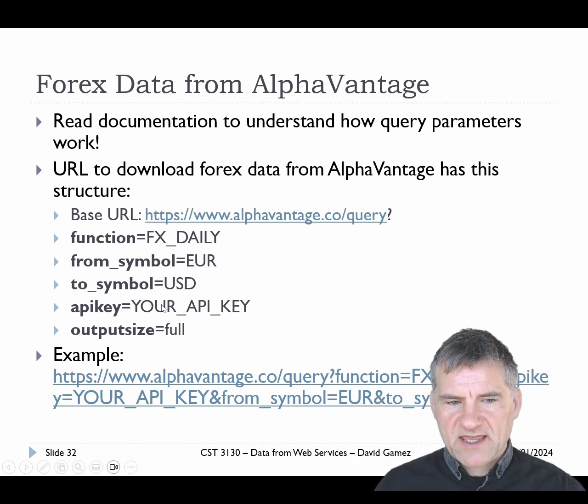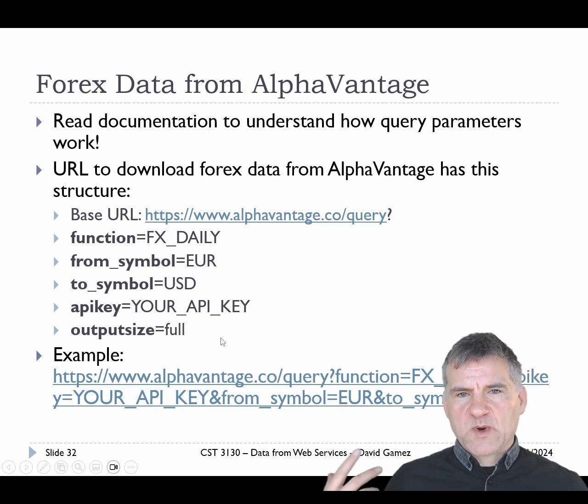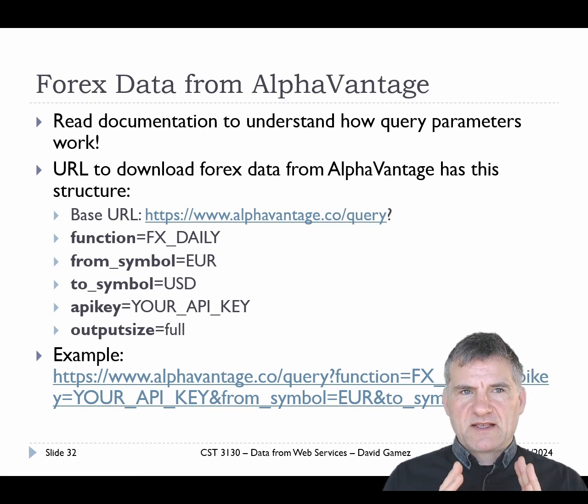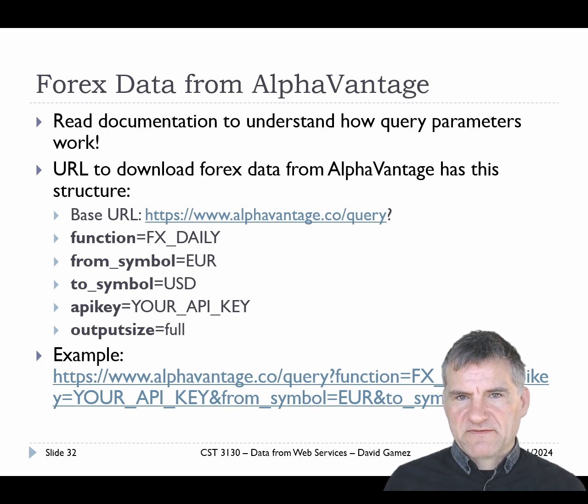Then we supply the API key, and there's one more query parameter: by default, you'll get about 100 rows of data. If we set output size to full, then we get all of the data that AlphaVantage has. It's about 5,000, I think, for Forex.